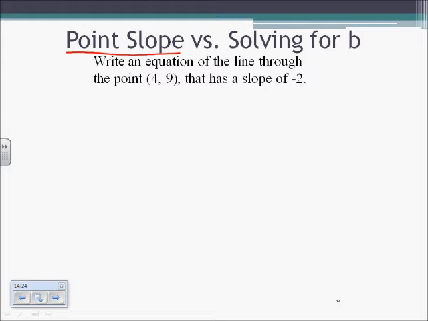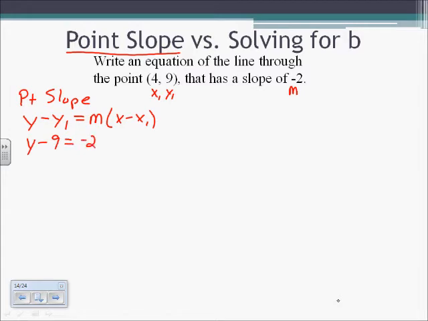Now the point slope method: you start off with your original equation, which is y minus y1 equals m quantity x minus x1. We have our point x1, y1, and we have our slope, that's m, and we just replace in the values that are given to us. So we have y minus 9 is equal to -2 quantity x minus 4.